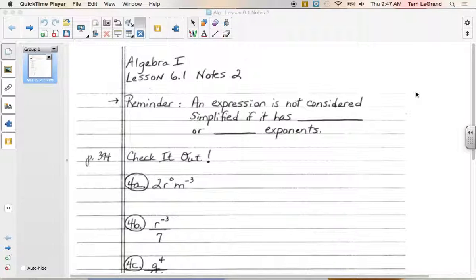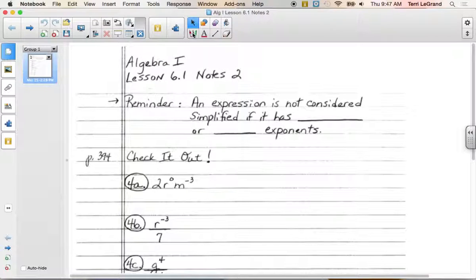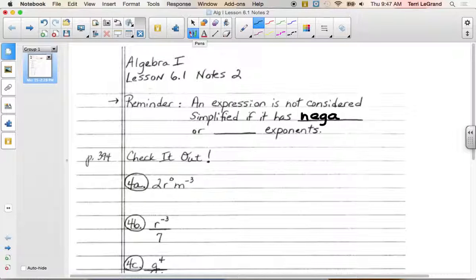We have our reminder, we just talked about that. An expression is not considered simplified if it has negative or zero exponents. So when I mark something wrong on an assessment and it has a negative exponent still in it or a zero exponent in it, you don't get to get mad at me because it's the rule for simplifying.